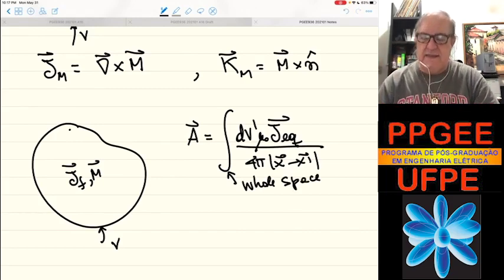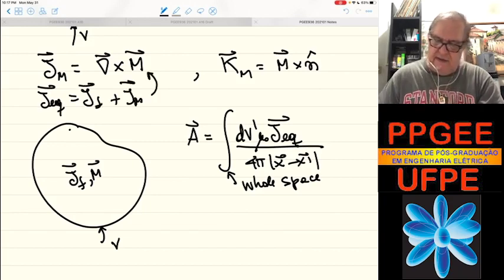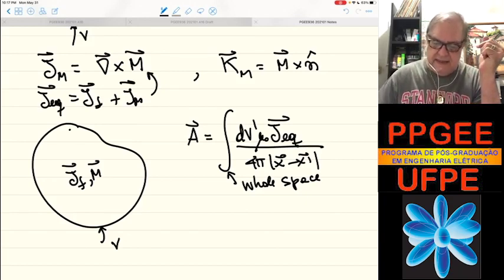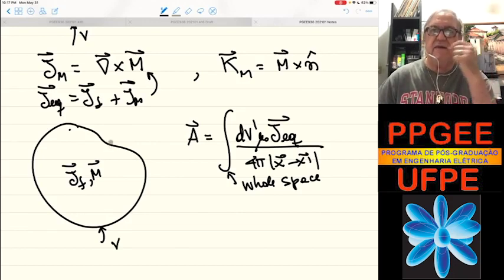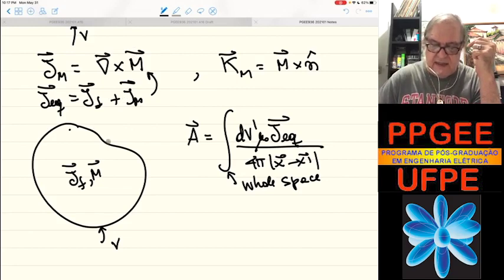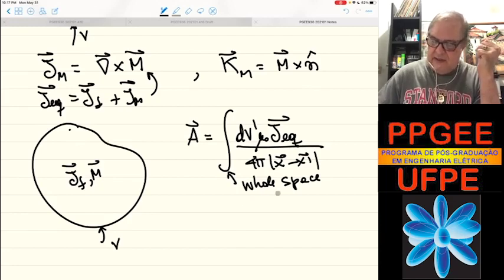But when you do that, you recall that J equivalent equals J free plus Jm. Jm is given by this thing here. But when you're integrating over the whole space, you have to consider that the magnetization has a sudden change at the boundary here, and you have to account for that when you calculate Jm. I mean, the curl of M has to take into account the sudden change of the magnetization on the boundary, okay? When you integrate over the whole space.